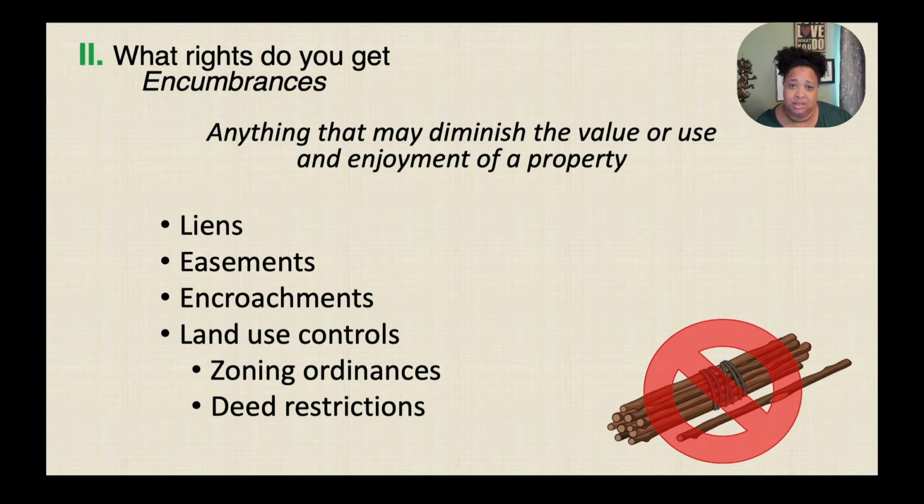That's going to be liens, easements, encroachments, and land use controls. Now in this video, I'm telling you very quickly, for land use controls, think restrictive covenants or deed restrictions. There's something that is like a set of rules telling you what you can and can't do. But let's go into a little bit of detail about our liens, easements, and encroachments.